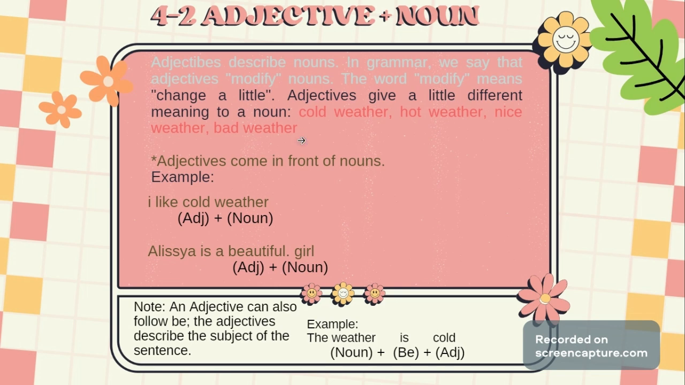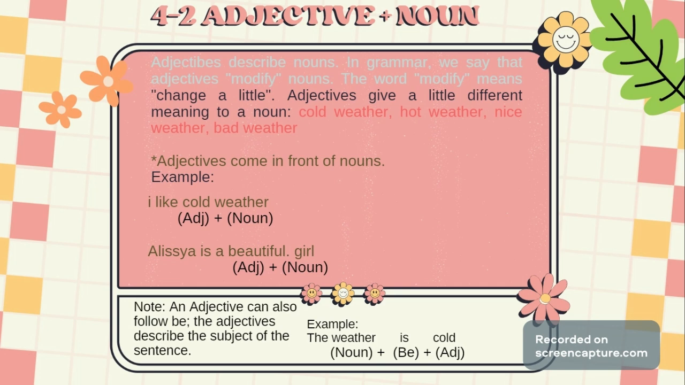Adjectives come in front of nouns. Example, I like cold weather. So the adjective is cold and the noun is weather. So adjectives come in front of nouns. And another example is, Alicia is a beautiful girl. So beautiful is the adjective and girl is the noun.